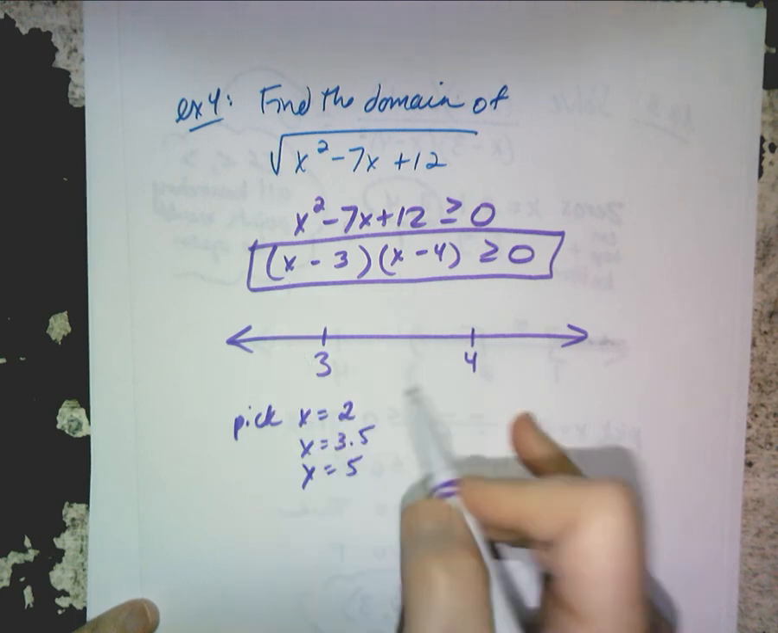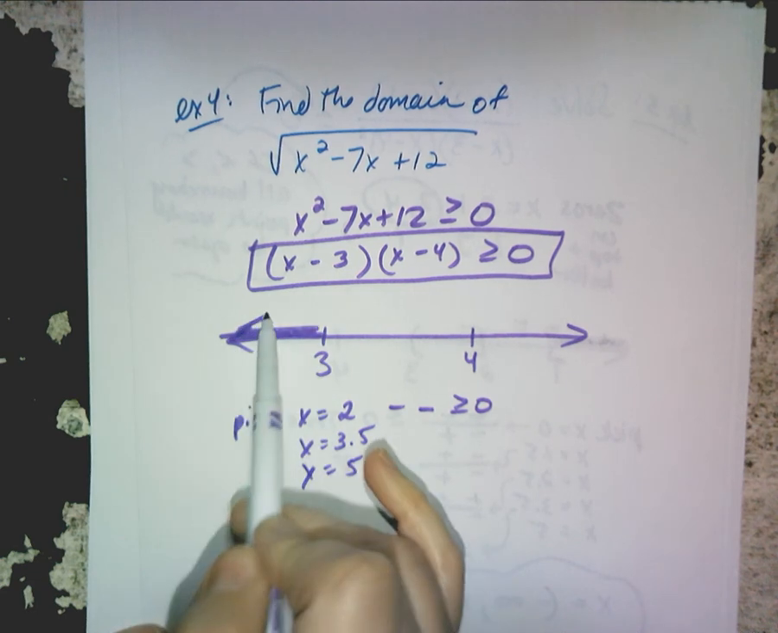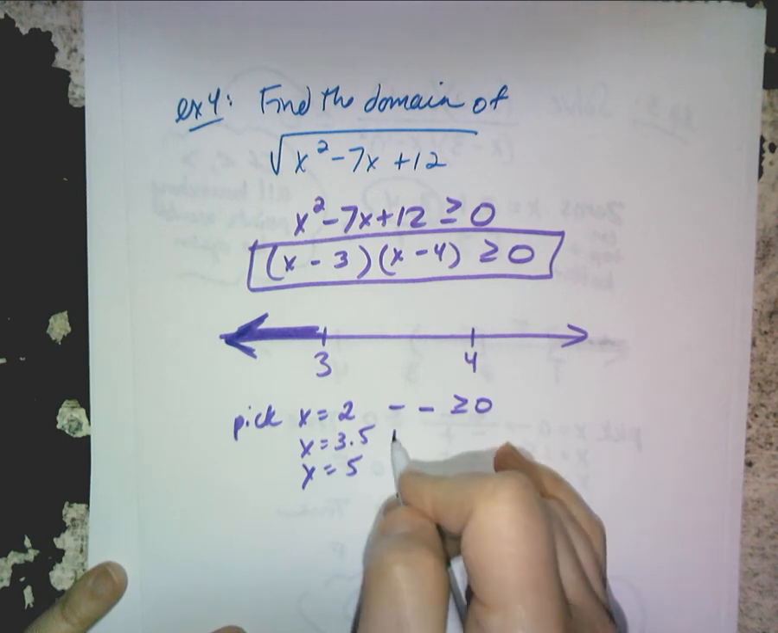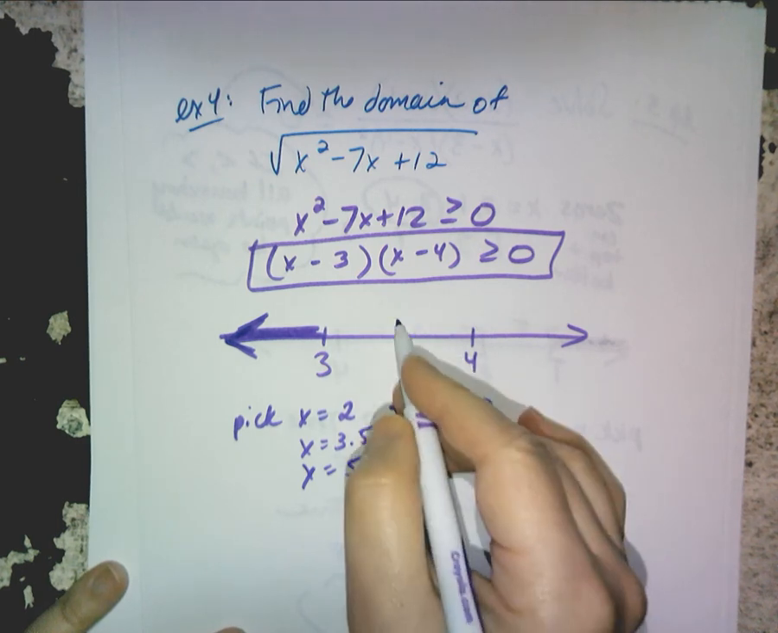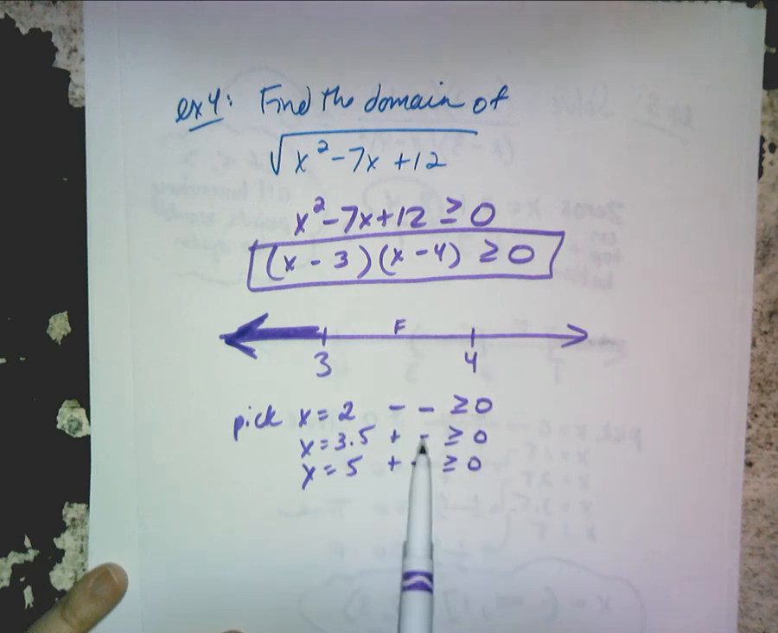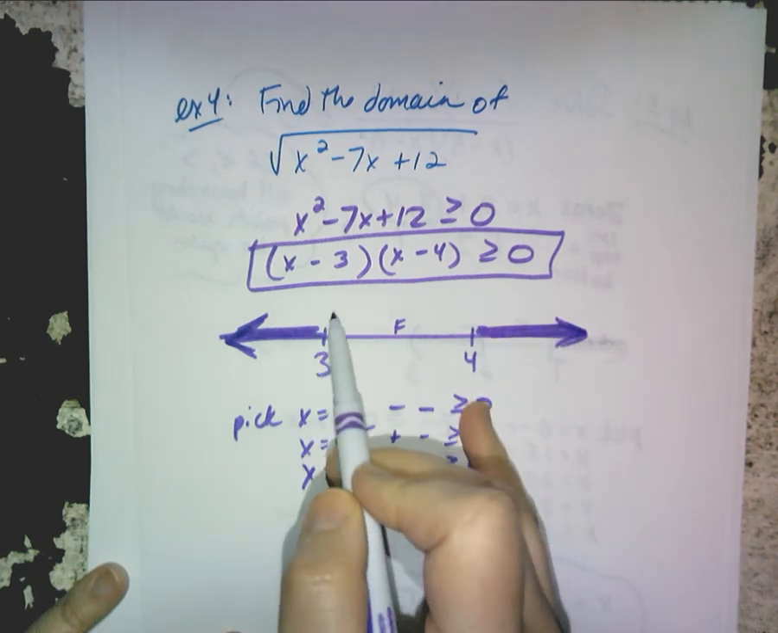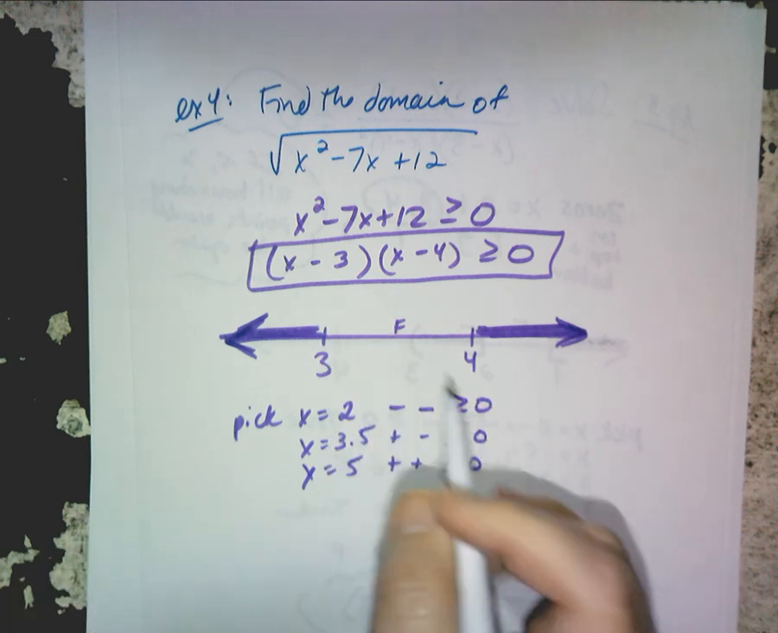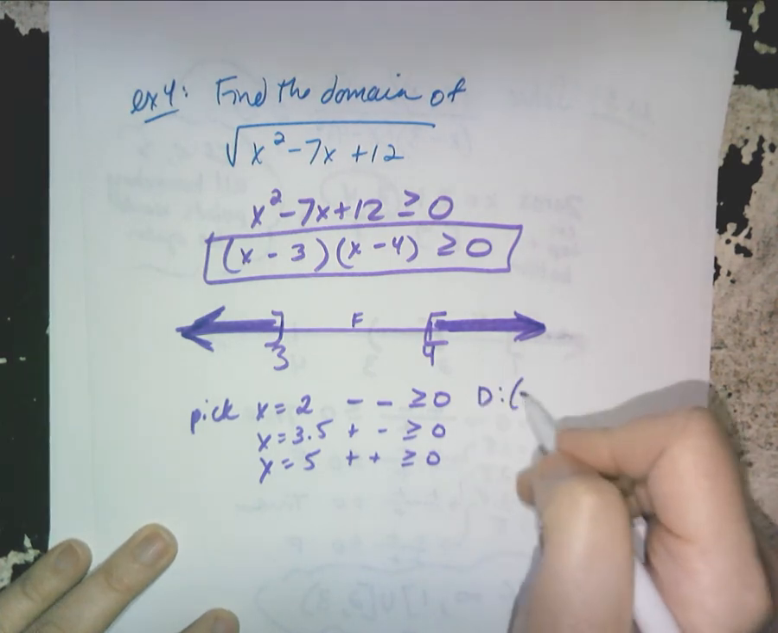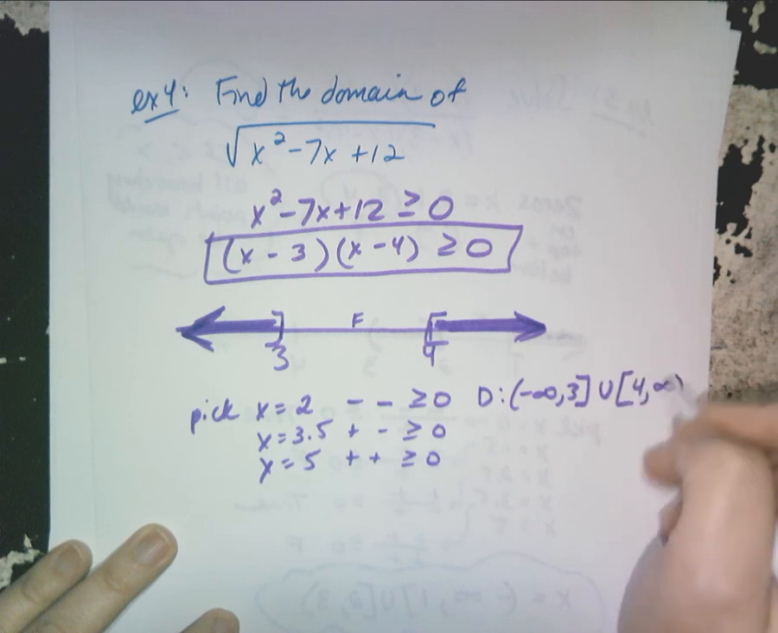If I plug a 2 in, I get negative, negative, which makes it positive, which is greater than 0. You do shade this. 3.5, if I plug that in, I would get positive, negative, which is not greater than 0. False. Pick 5, I get positive, positive, which is greater than 0. Agreed? Okay, and then is it bracket or parenthesis? Bracket. So your domain for this answer would be from negative infinity to 3, bracket, united with bracket 4 to infinity.